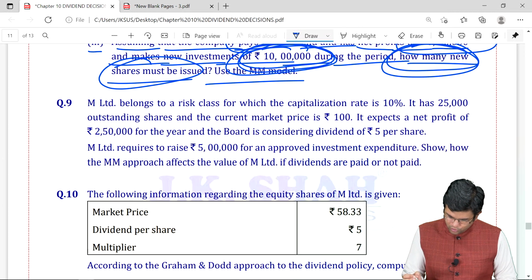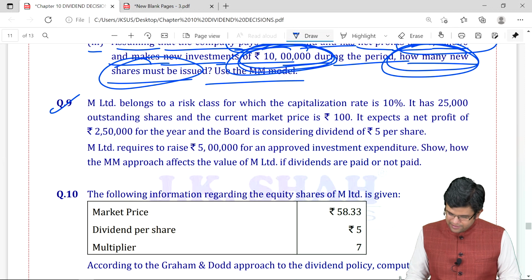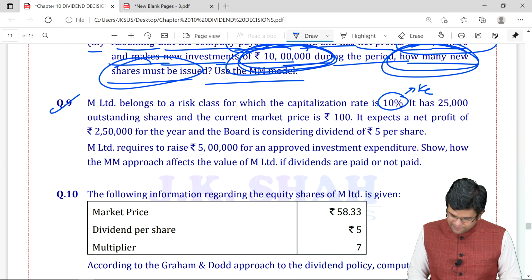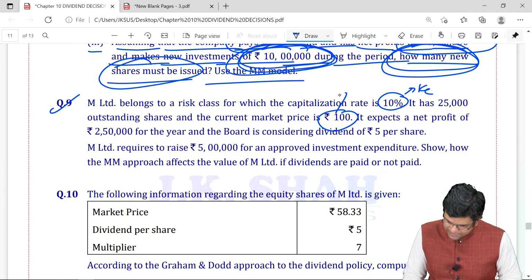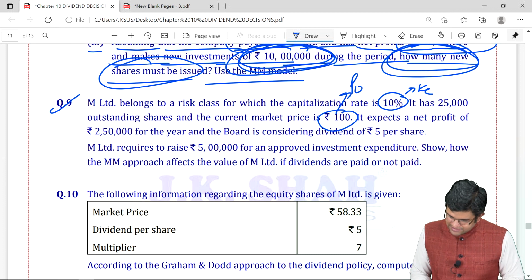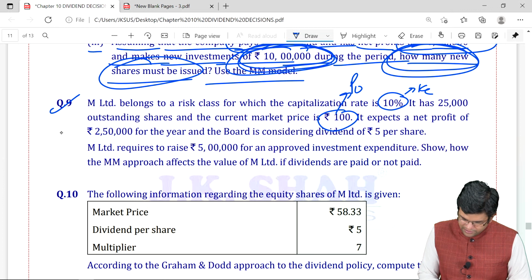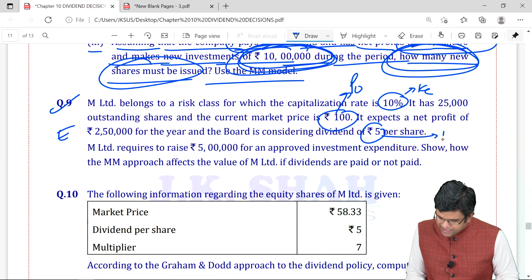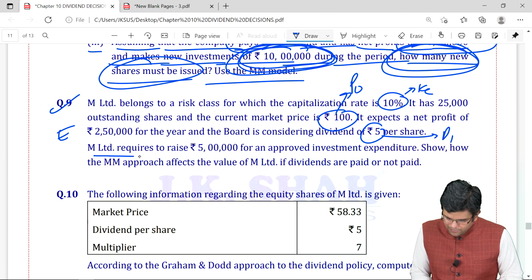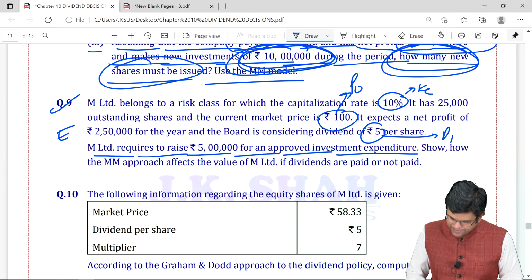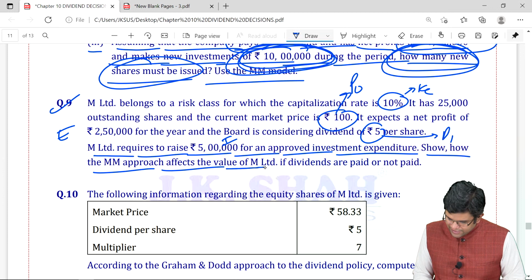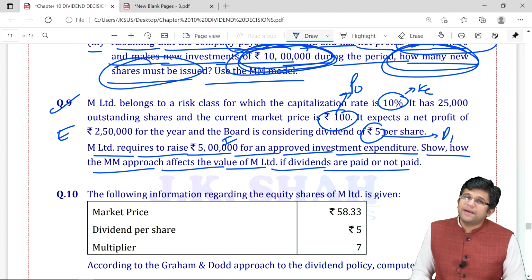Moving on, children, to question number 9. They are saying here in question number 9 that the KE is 10%. It has 25,000 shares and current market price, children, this is P0. It expects a net profit of 2,50,000. Children, these are your earnings or the cash available, and the board is considering a D1 of 5. M Limited requires to raise 5 lakh for an approved investment expenditure. Children, this is your I. Show how MM approach affects the value of M Limited if dividends are paid or not paid.